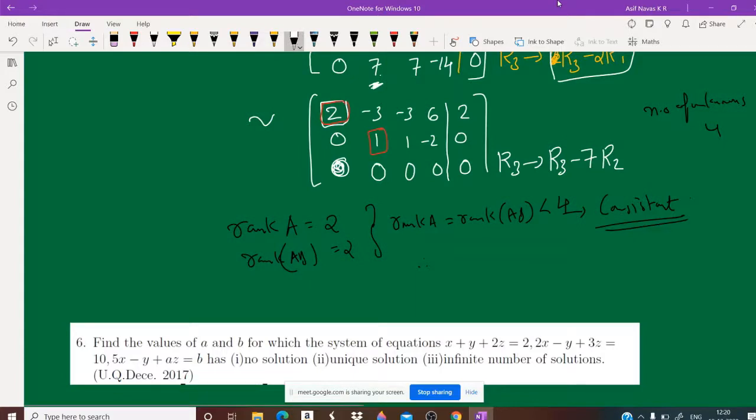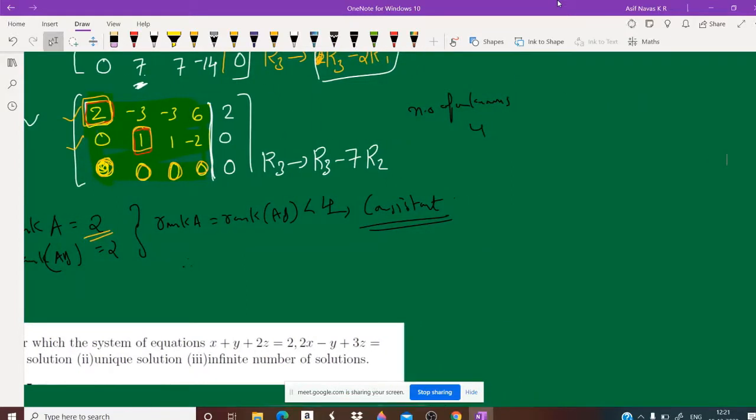Rank of A is 3, right? No, no. You look. This is our A matrix. Now you check how many non-zero rows are there. 1, 2, right? 2. This is a 0 row. So rank is 2, or the pivots are 1, 2. Rank is 2. Okay. Is it clear? Yes, sir.